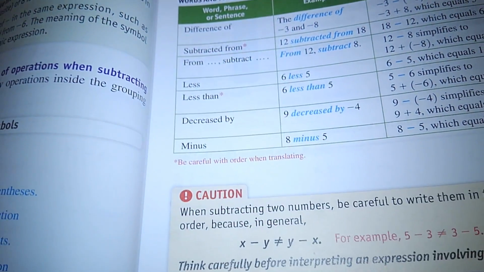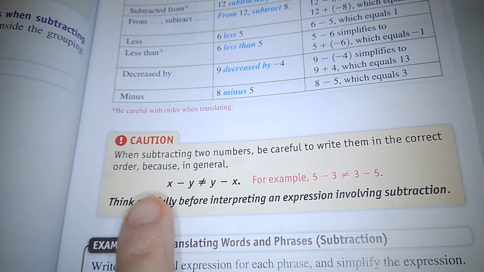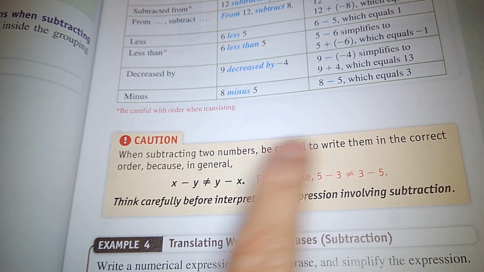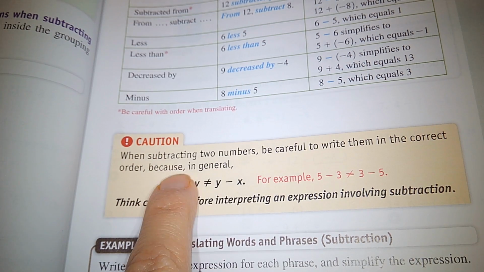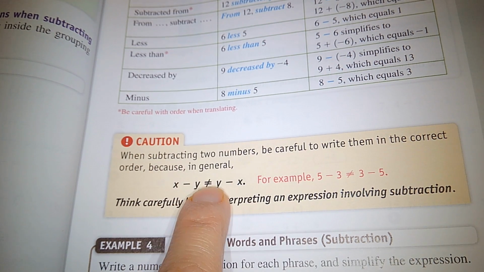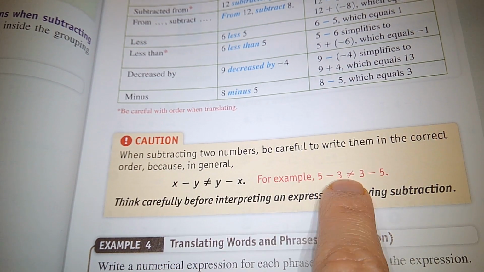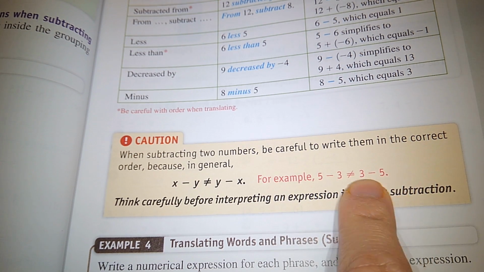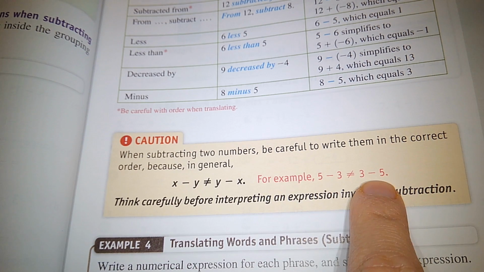Here there's a caution. We should also be careful when subtracting two numbers to write them in the correct order, because in general, x minus y does not equal y minus x. For example, 5 minus 3 equals positive 2. 3 minus 5 gives us negative 2. They don't equal each other.